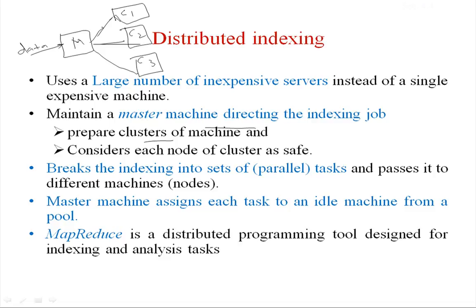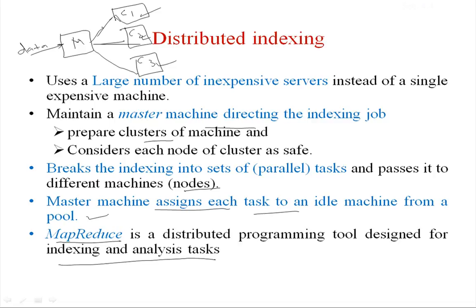It prepares clusters of machines like that and considers each node of the clusters as safe. It breaks the indexing into a set of parallel tasks and passes them to different machines or nodes. The master machine assigns each task to an idle machine from the pool. For example, MapReduce is a distributed programming tool designed for indexing and analysis tasks.